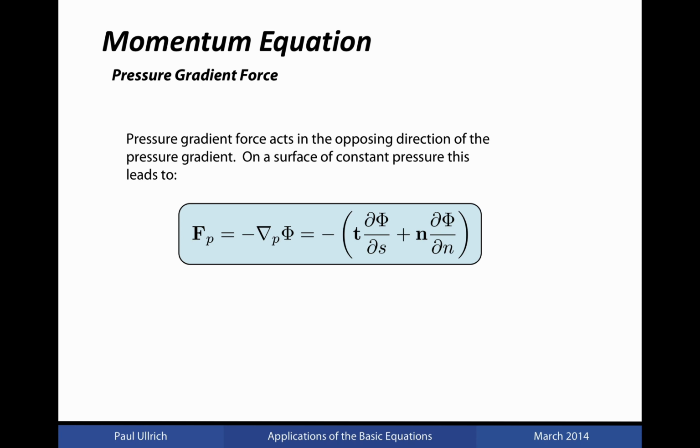And so basically, if you define a coordinate S that points in the t direction, then that's going to be simply given by ∂Φ/∂s, and you're going to get a coordinate n in the normal direction that then induces a term for the gradient that looks like ∂Φ/∂n. And so the combined pressure gradient force then is negative t times the derivative of the geopotential height field in the t direction plus n times the derivative of the geopotential height field in the normal direction. So nothing particularly exciting here, just notation.